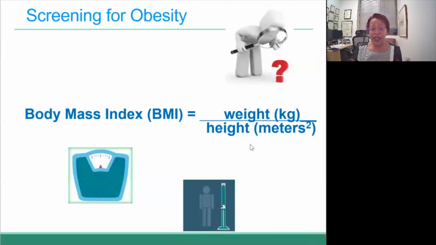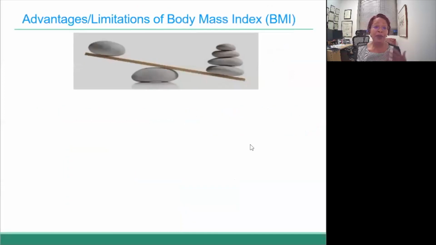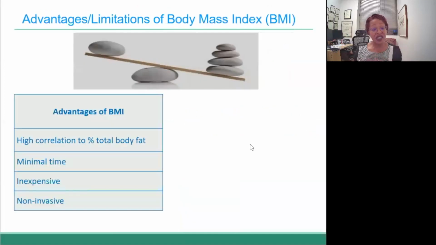And in terms of screening for obesity, we all know we use the body mass index. It's weight in kilograms over height in meters squared. Now, this is a screening test, so we know that it's not perfect. It's got advantages and disadvantages. Advantages is in general populations where it's applied, it has a high correlation of percent body fat. It takes minimal time, not expensive at all, and not invasive.